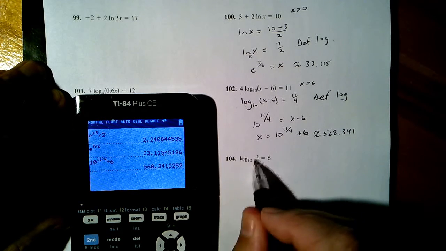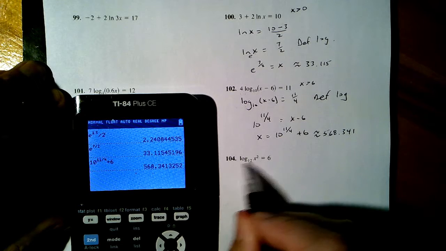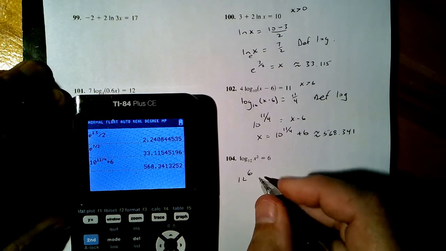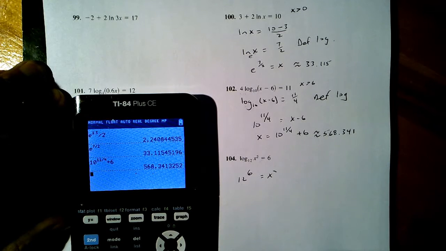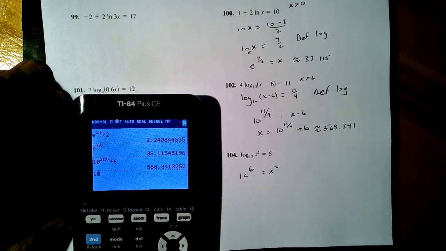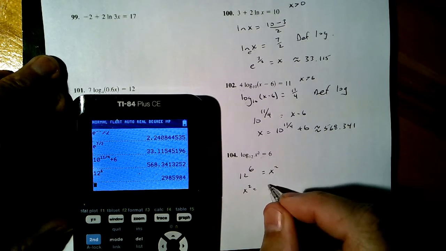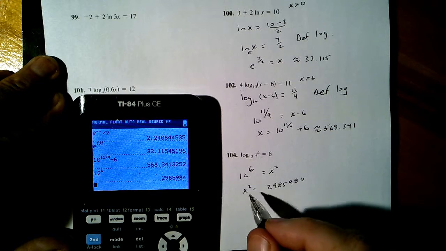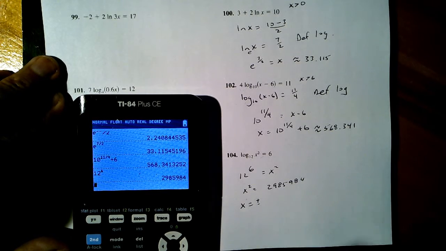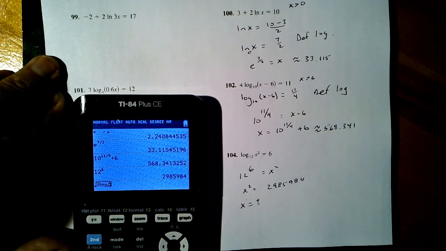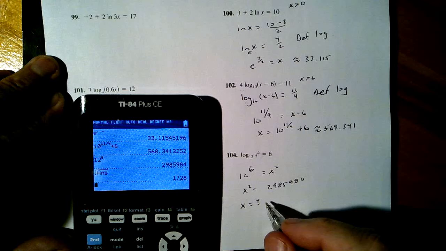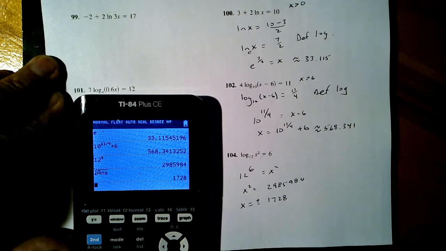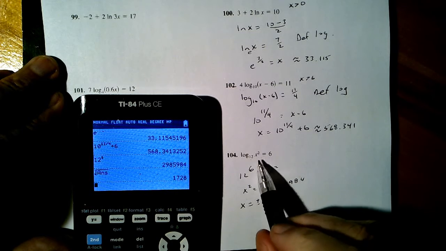So this is the exponent that turns 12 into x squared, but this is 6. So 6 is the exponent that turns 12 into x squared. So let's see, 12 raised to the 6th is, so x squared equals 2985984. Algebraically, when we take the square root, we need to do plus or minus. x equals plus or minus the square root, and I get 1728. Now, can I put positive 1728 in here?